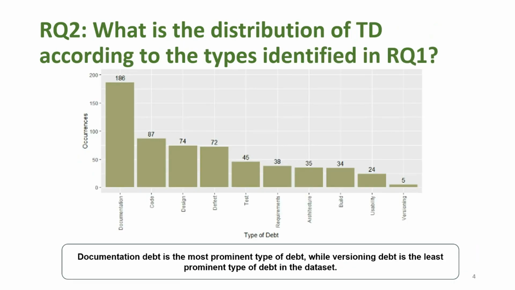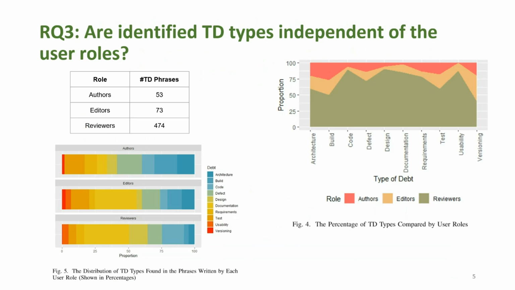The goal of research question 2 is to determine the distribution of the different types of technical debt and analyze which debt is the most and least prevalent. We found that documentation debt makes up about 30% of all debt instances, followed by code debt, which is 15%, and design and defect debt, which is 12% each. Versioning debt was the least reported type of debt.